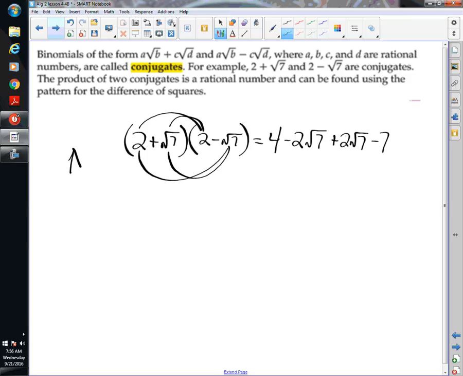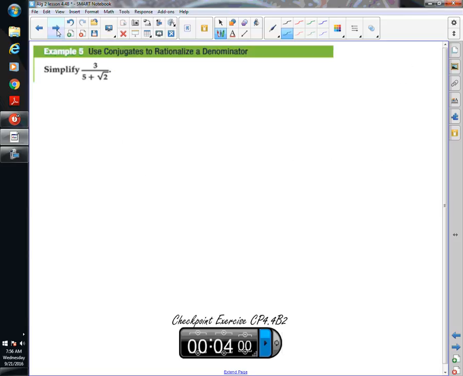Okay, now when I combine like terms, notice that these two terms are opposites. They will cancel out, and basically what I have is 4 minus 7, which is negative 3. When you multiply conjugates together, you get rid of the radical expression within the terms. Okay, so we're going to use that fact to simplify this.